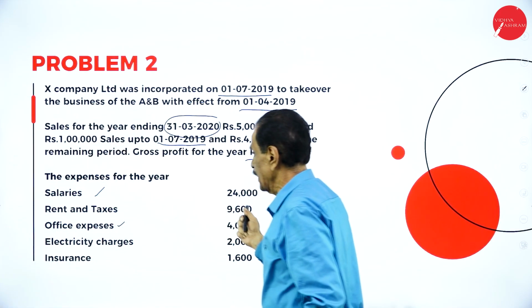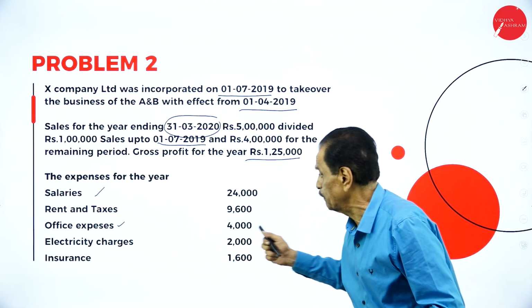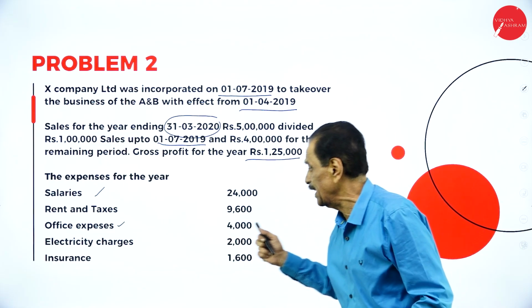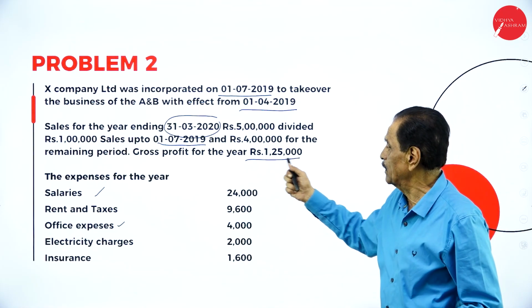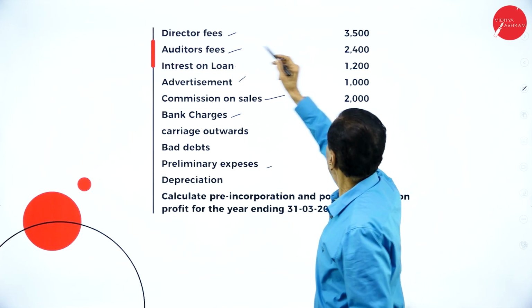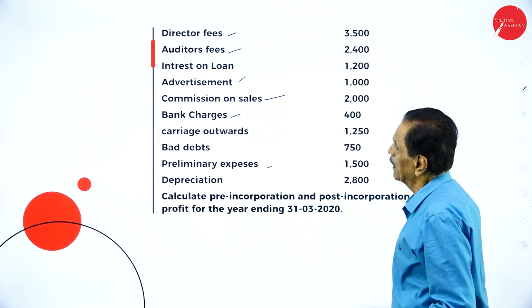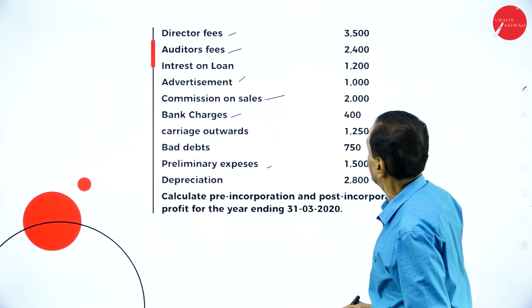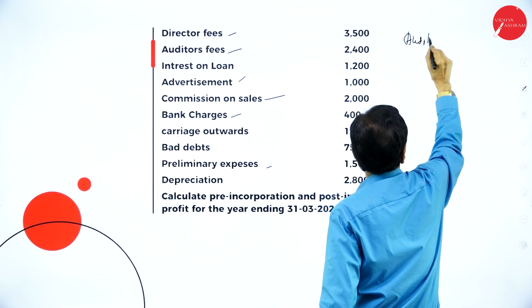Here salary time ratio, rent and tax time ratio, office expense time ratio, electricity time ratio, insurance time ratio, sales based on sales, director's fees post incorporation, auditor fees, interest on loan. I will explain this auditor fees.